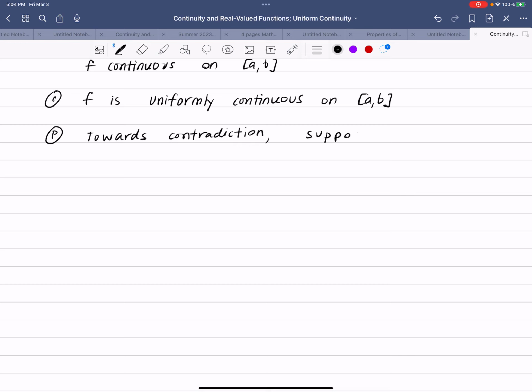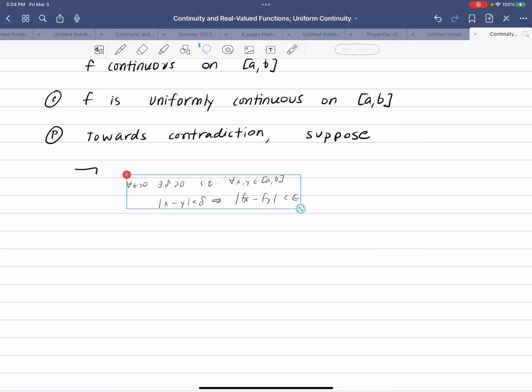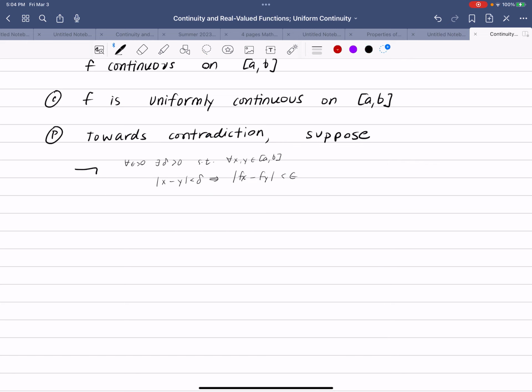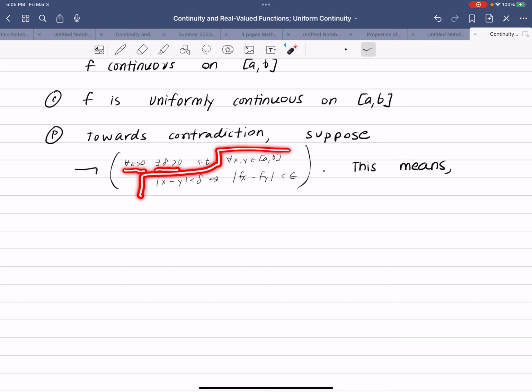suppose it is not the case that for every epsilon greater than 0, there exists a delta such that blah, blah, blah, right? This means, let's put in here, this means I want the negation. So there exists an epsilon such that for every delta, this doesn't happen.